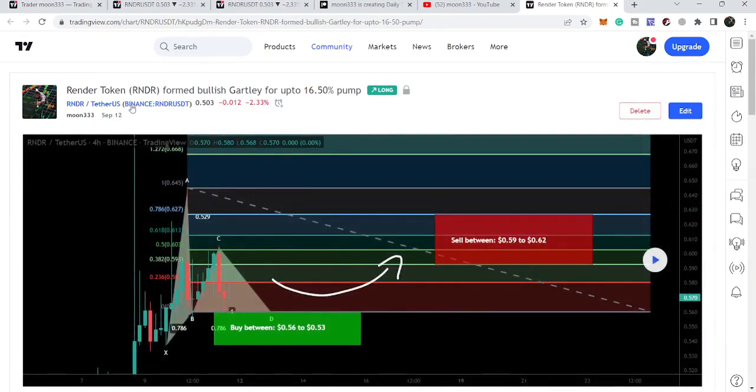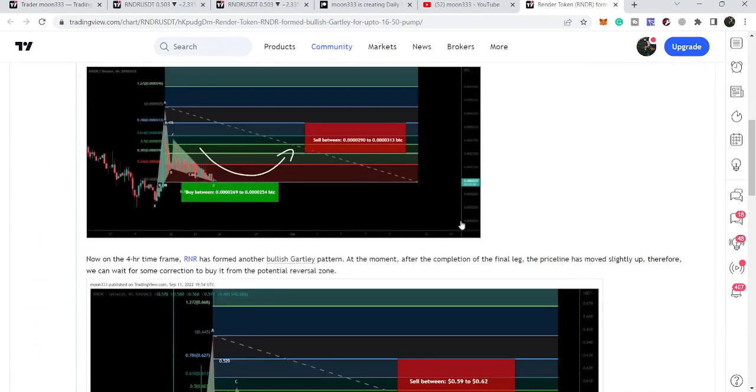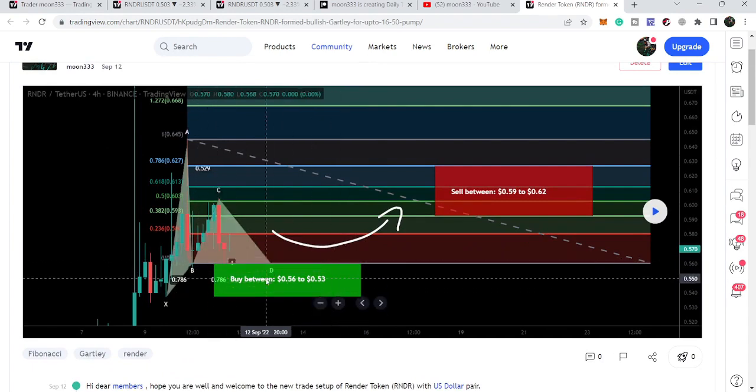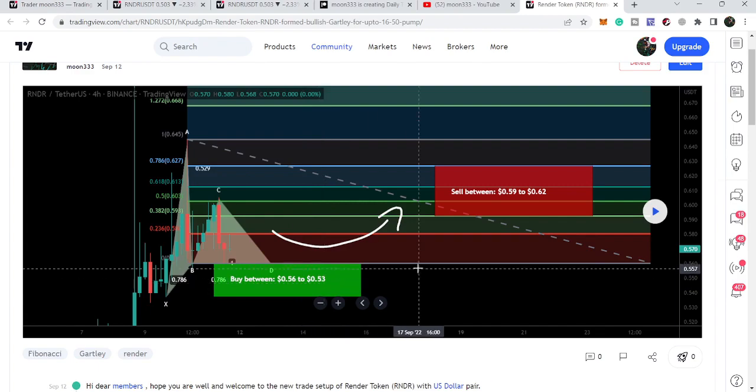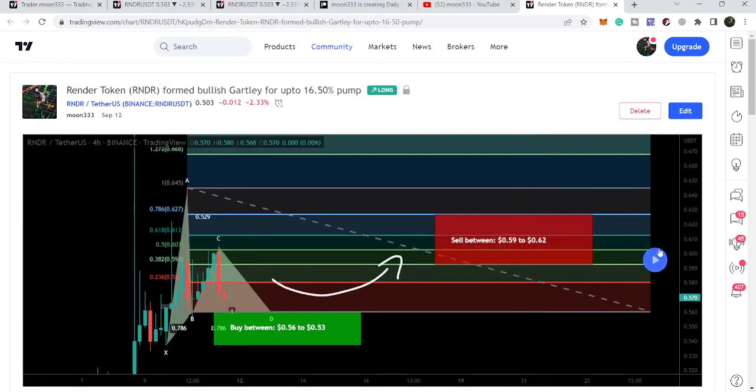You can see I shared this chart on 12th of September, and on the 4-hour time frame chart, this Gartley move was formed. And I told my members that the price line had slightly moved up after the completion of the final leg. Therefore, we can wait for some correction to buy it from the potential reversal. The buying zone was starting from 56 cents and going to 53 cents, and our sell target zone was from 59 cents to 62 cents.